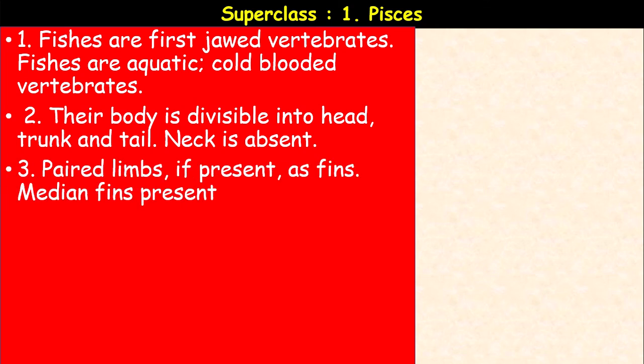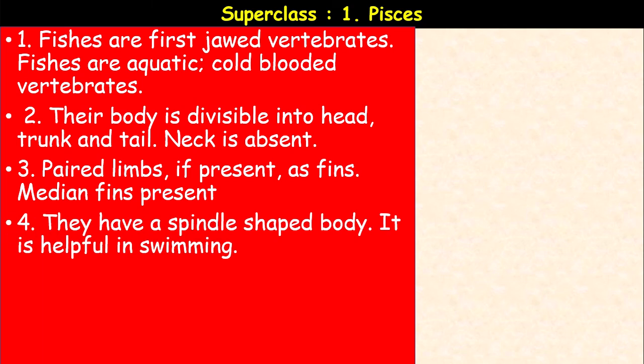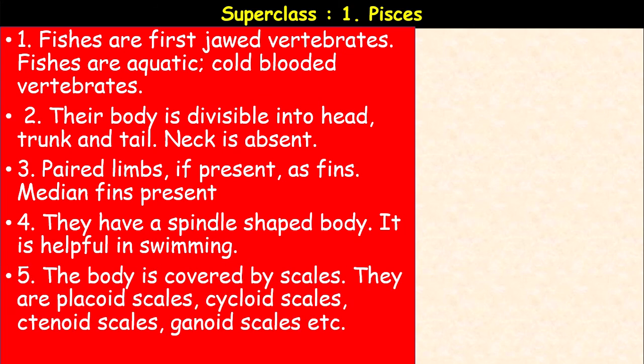The paired limbs, if present, are present as fins, median fins present, and they have spindle shaped body, streamlined. It is helpful in swimming. The body is covered by scales. There are different types of scales present. What are they? Placoid scales, cycloid scales, ctenoid scales and ganoid scales. 4 types of scales are present.